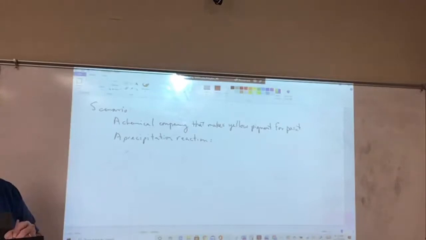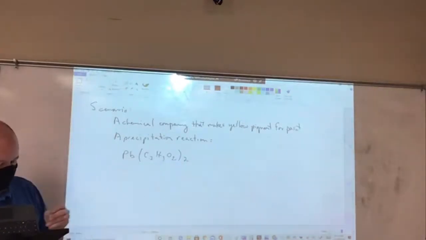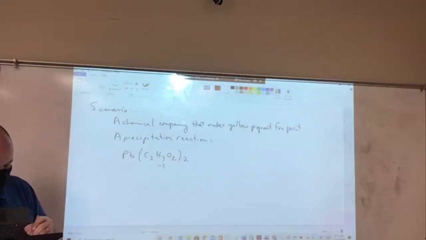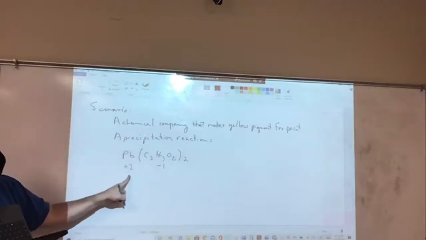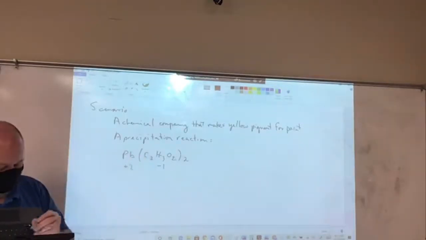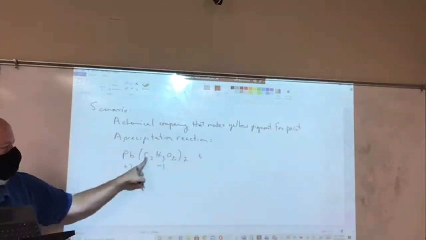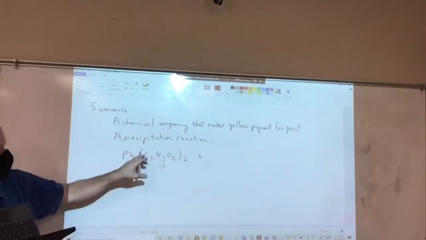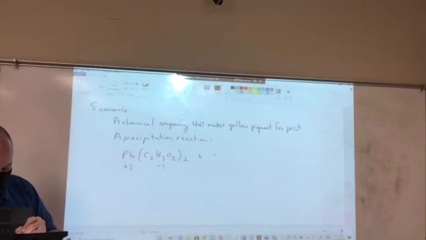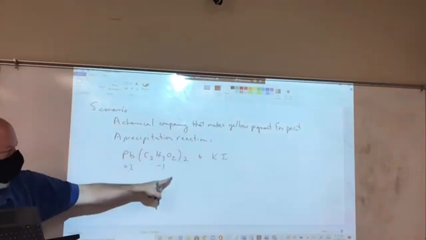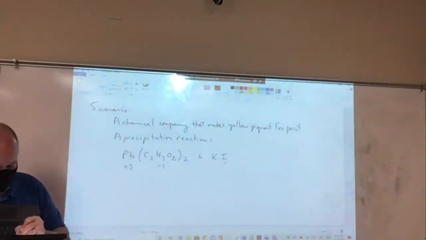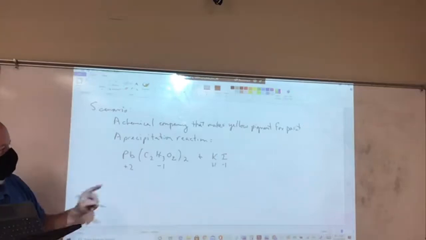So we're going to have a substance called lead acetate, Pb acetate, and the acetate ion is a polyatomic ion, C2H3O2. I've got two of these polyatomic ions, and each one is going to have a charge of -1, which means that lead has a charge of +2 here. So this is an ionic substance, but it does dissolve, so we'll have a solution that's dissolved. And then we have another substance called potassium iodide. And iodine has a -1 charge, and potassium has a +1 charge.